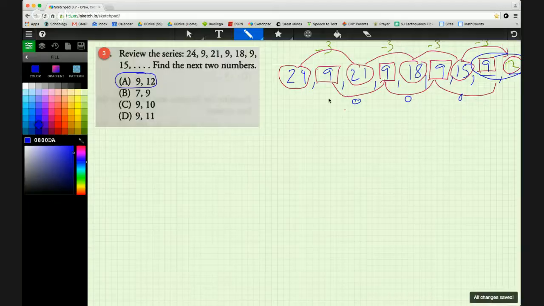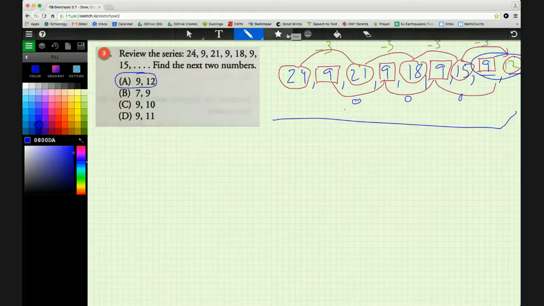Notice, again, we look for normal patterns, but if we don't see normal patterns, we look for patterns between every other one, and then every odd one, and then between every even one. And that just totally nailed this problem, made it totally simple.